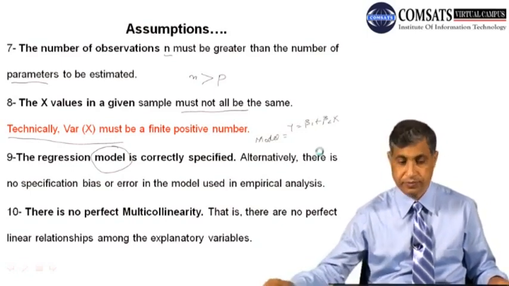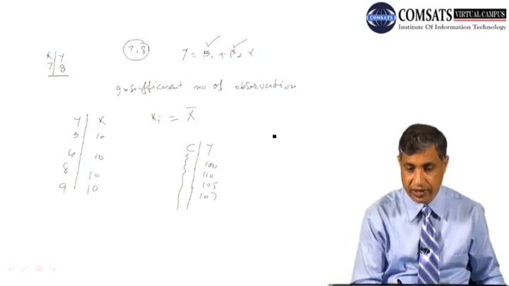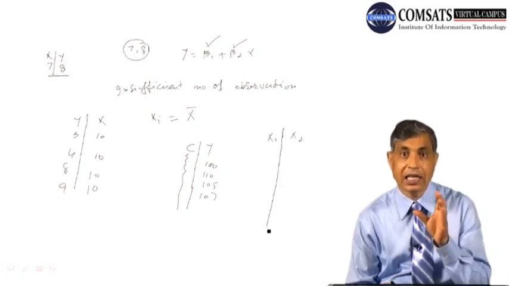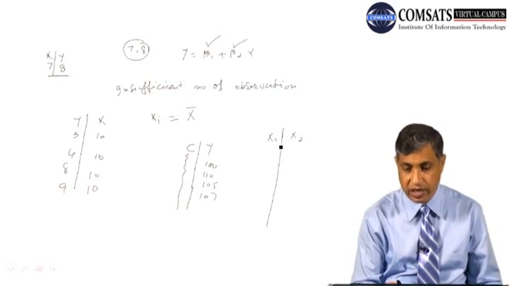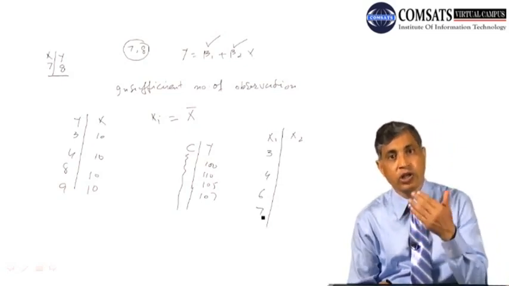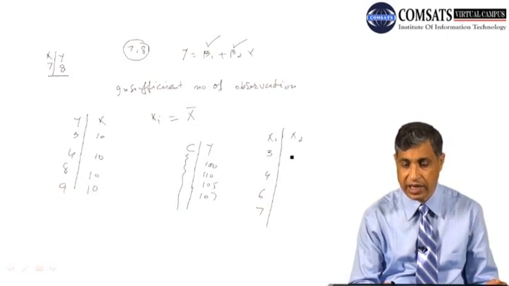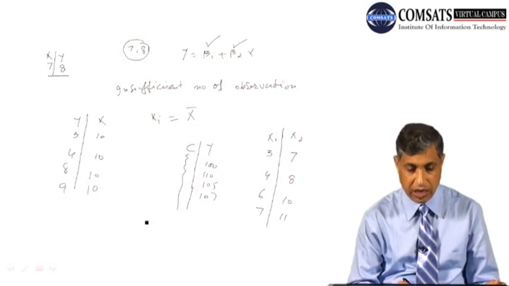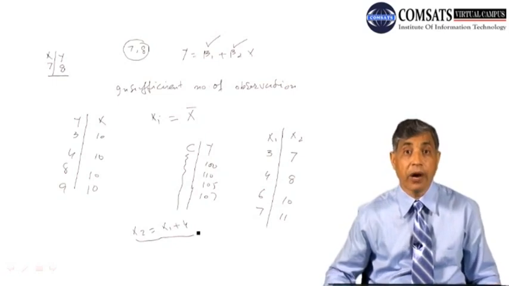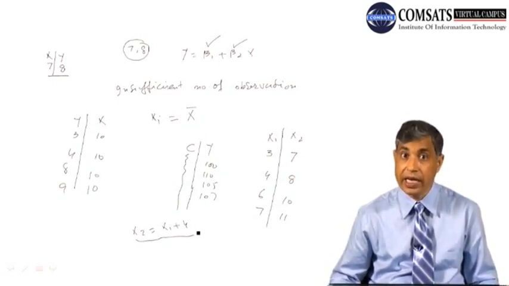Perfect multicollinearity is when x1 and x2, these are now two independent variables, there should not be an exact linear relationship. For example, if your x's are 3, 4, 6 and 7, and if I add 4 to the first, this will become 7. I will again add 4 here, 8, 10 and 11. Now this has become x2 is equal to x1 plus 4. So this is a linear relationship, and this is called perfect multicollinearity between the independent variables.